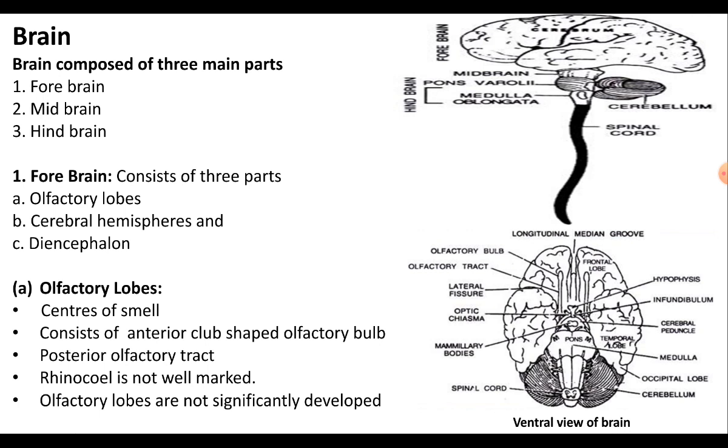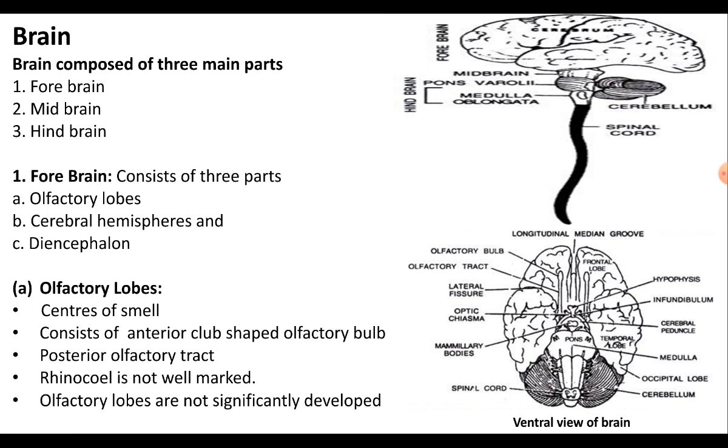Brain. The brain is composed of three main divisions, that is, three main parts. One is the forebrain, the second is the midbrain, and the third one is the hindbrain. You can have a look at the picture, which shows the three main divisions of the brain. Forebrain. It consists of three parts: one is the olfactory lobes, the second one is the cerebral hemisphere, and the third is the diencephalon.